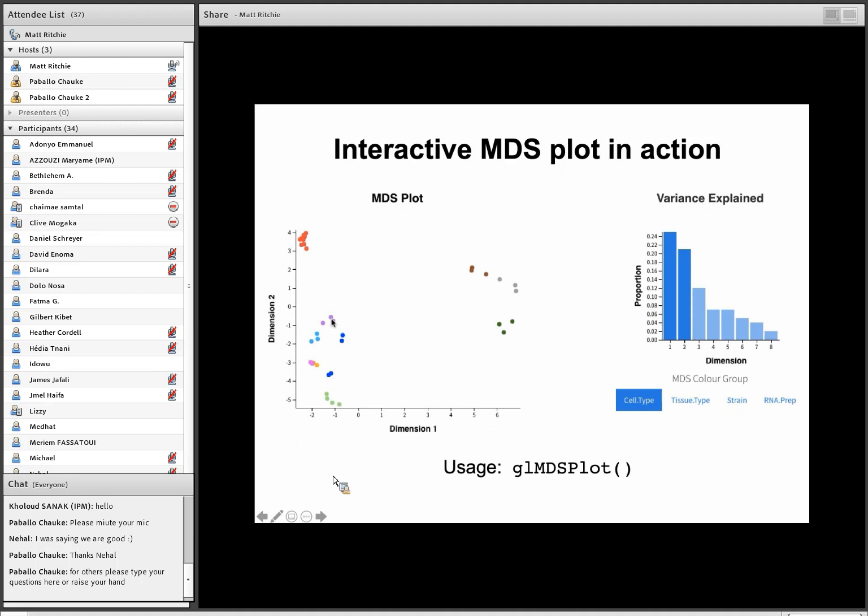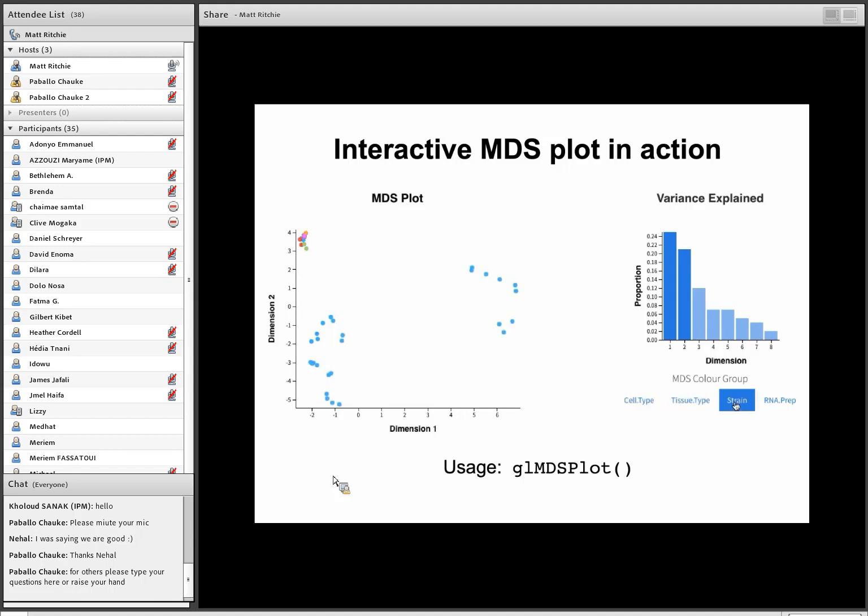So the first little demonstration I've got is for an interactive MDS plot. I showed you a few examples of MDS plots before. Here's an example. You run a line of code, glMDSPlot, and the plot you get at the other end is an interactive version of an MDS plot where the user can click on the point and find out a bit more about that sample. For example, if there was an outlier sample, they could learn a bit more about that.